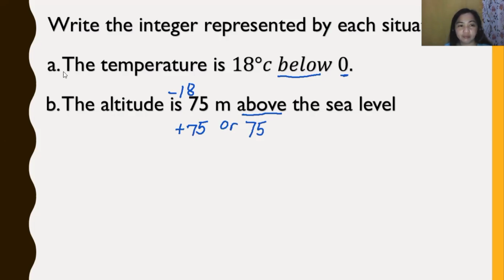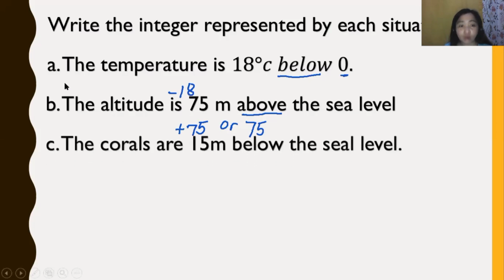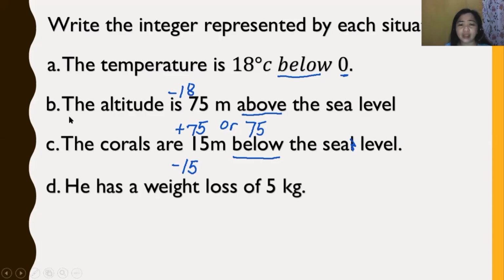It is the same. And we have the corals is 15 meters below the sea level. So we have the word below. So that means negative 15. And we have here he has a weight loss of 5 kilograms. So weight loss. So losses represented by negative. So we have negative 5 here.